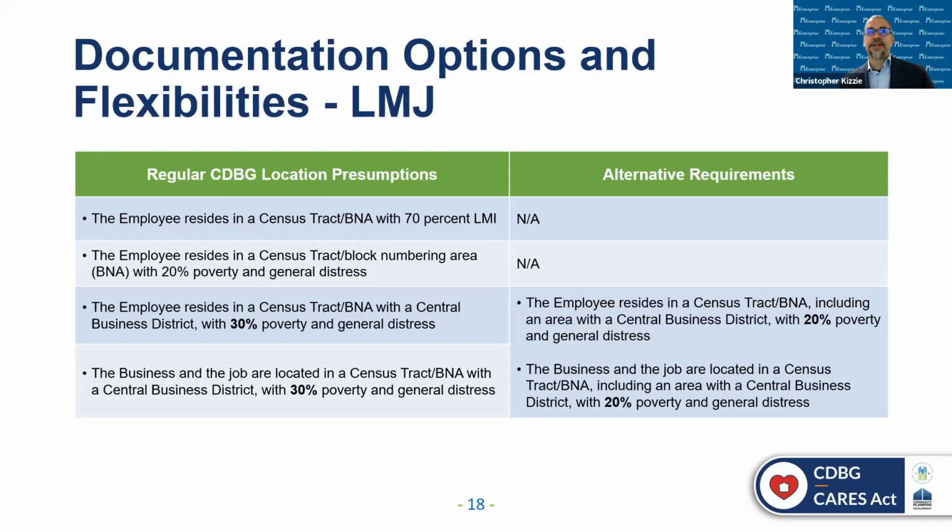poverty and general distress. In the alternative requirement provided by HUD in the CDBG-CV Federal Register Notice, the business and the job are in a census tract BNA, including an area within a central business district with 20% poverty and general distress. Effectively, HUD eliminated the higher poverty requirement applicable when the business and the job are located in such an area. So we've mentioned a couple of terms here that should be defined.